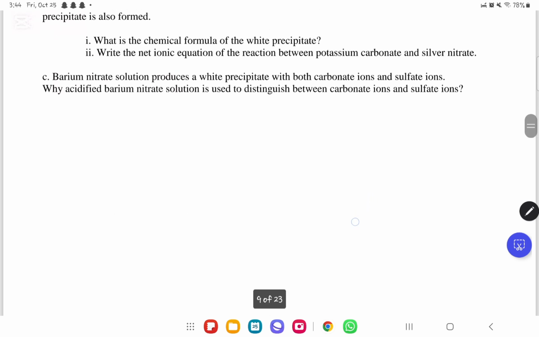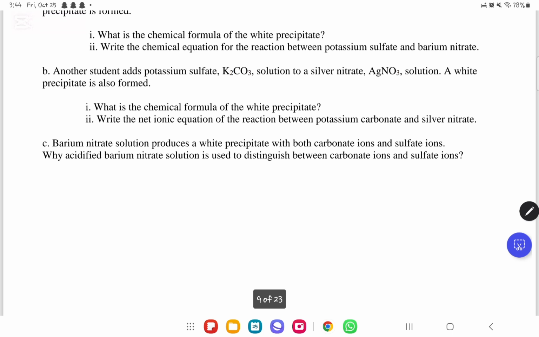Now part C. Barium nitrate solution produces a white precipitate with both carbonate ions and sulfate ions. Why? Acidified barium nitrate solution is used to distinguish between carbonate ions and sulfate ions. Very simply, we know sulfate ions are SO4 2-, and carbonate ions are CO3 2-.